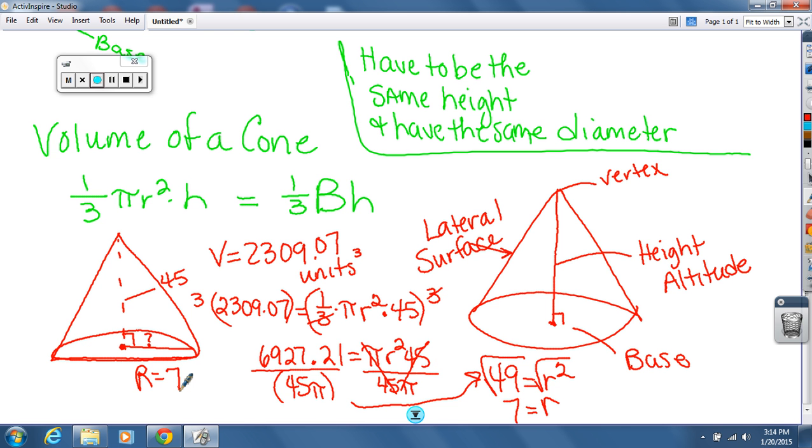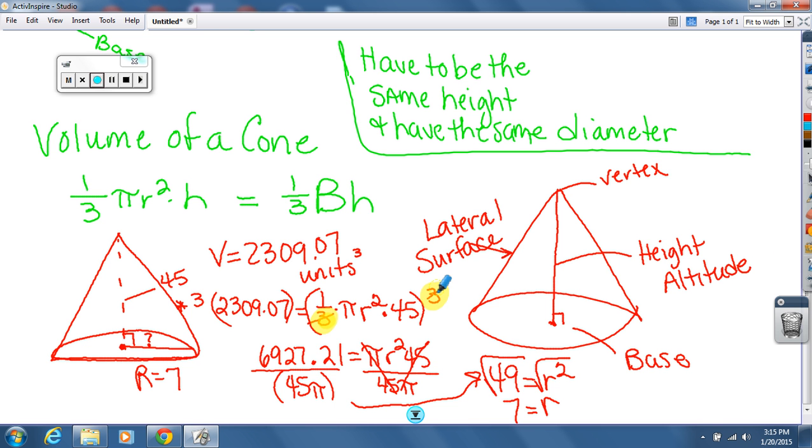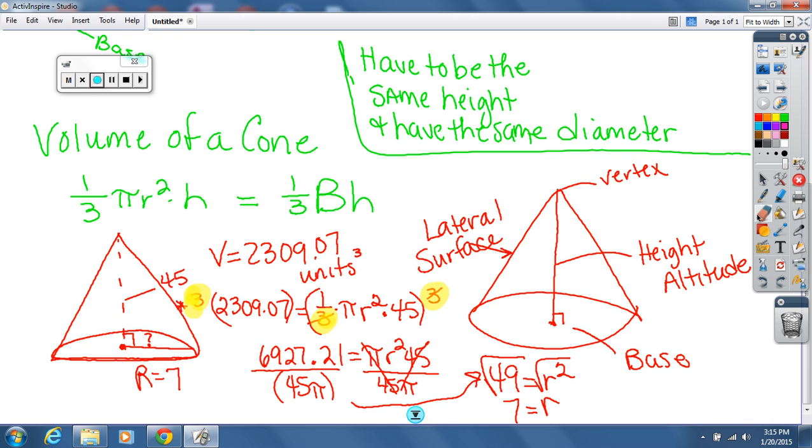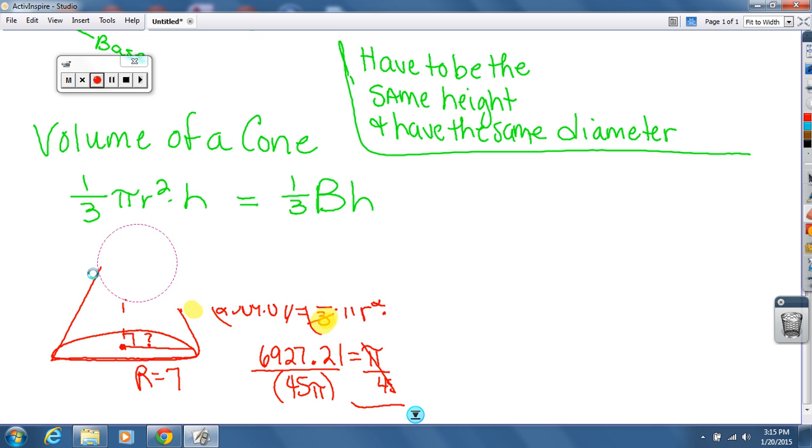Okay, so maybe the hardest part is right here where you had to get rid of this 3 on the bottom. So getting rid of that 3 on the bottom, where this 3 right here, we multiplied both sides by 3. Those two things cancel, but what you do to one side, you have to do to the other. So that's why I multiplied 3 times 2,309.07 and got 6,927.21. Okay, so that is finding the radius, and then we only have one more, and that would be to find the height of a problem. So let's do that.